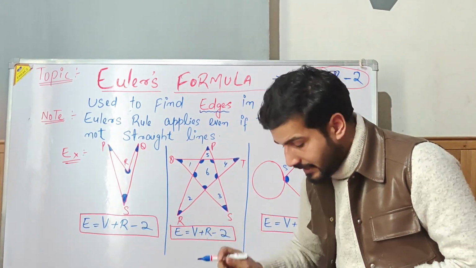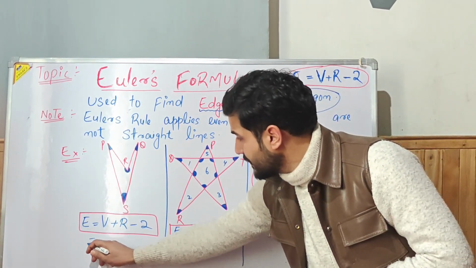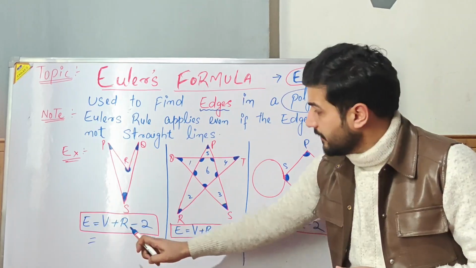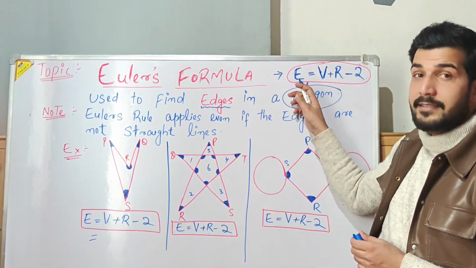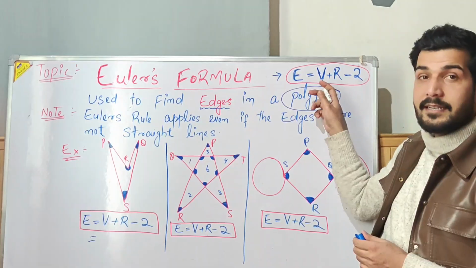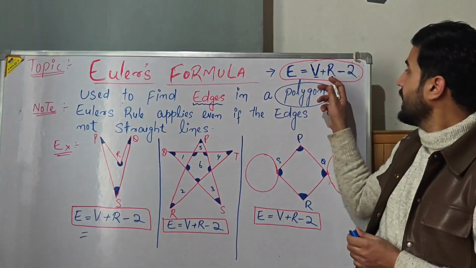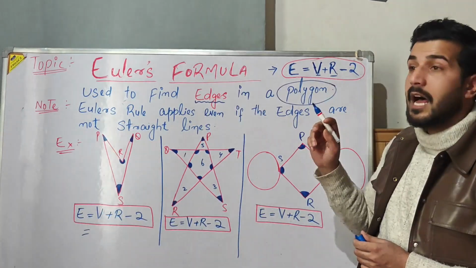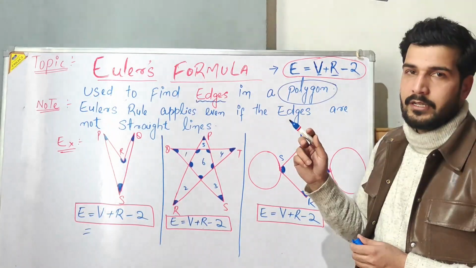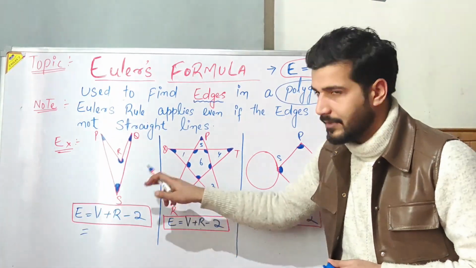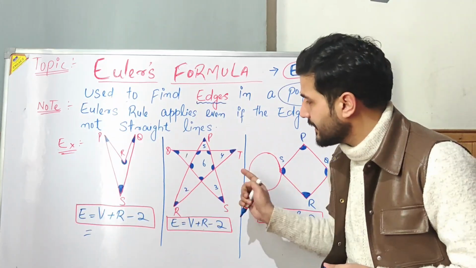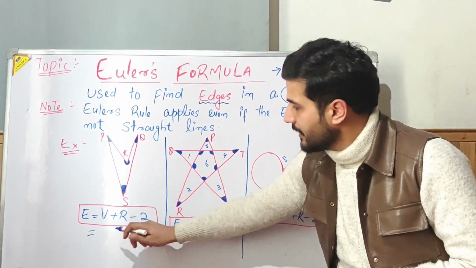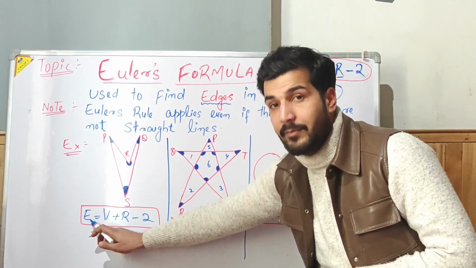So in order to find the number of edges, we will first write down E. Here E represents the number of edges, V represents the number of vertices, and R represents regions, how many regions. So we will discuss it, and we will understand this formula with the help of these examples. This is the first example. So we have to find this E, the number of edges.